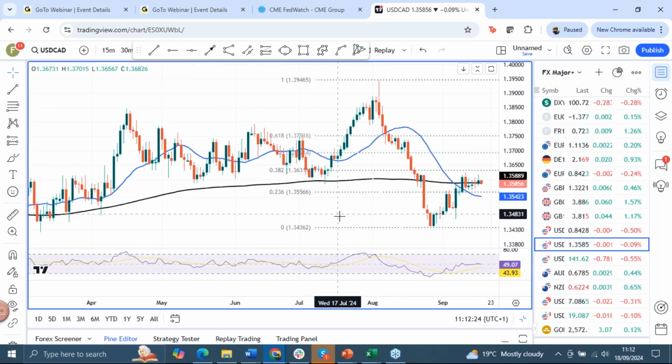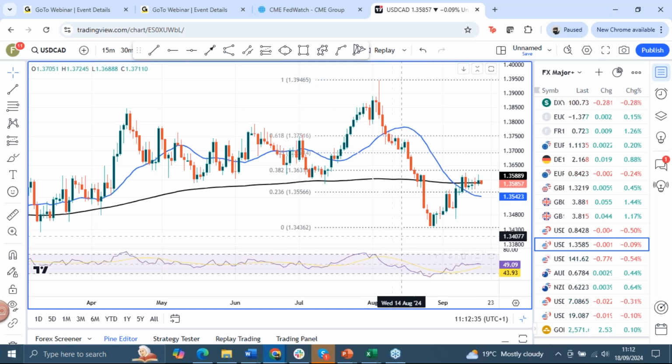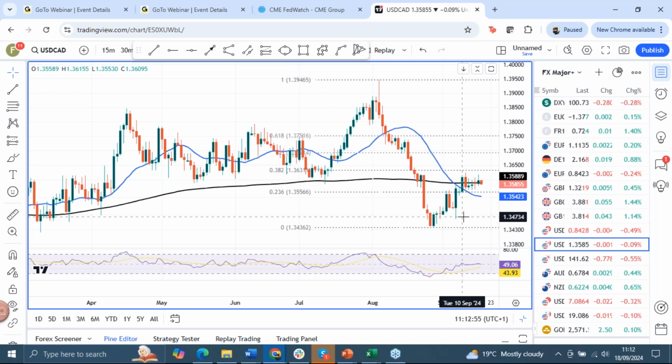For the CAD, dollar CAD had that big move down in August after that spike high at 139.46, and got down to 134.36 or so. Decent support there, you would like to think. And we've just got through, and we're trading around the 200-day moving average, that's the black line, 135.88, really driven by what the Fed does in a few hours' time. Upside resistance, probably 136.31.